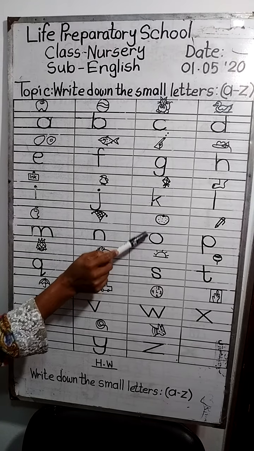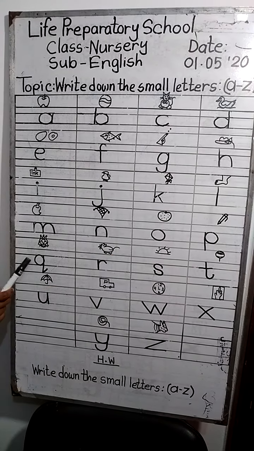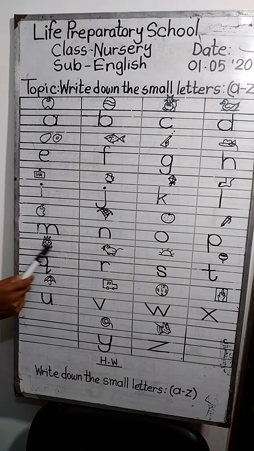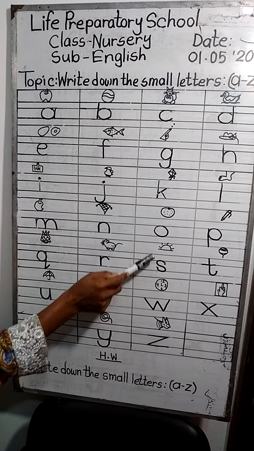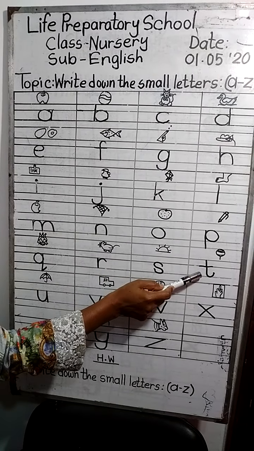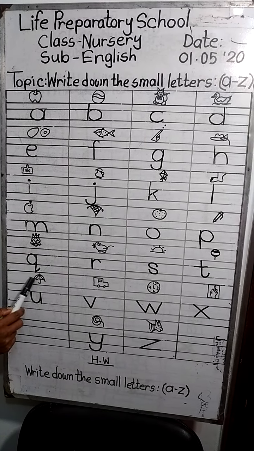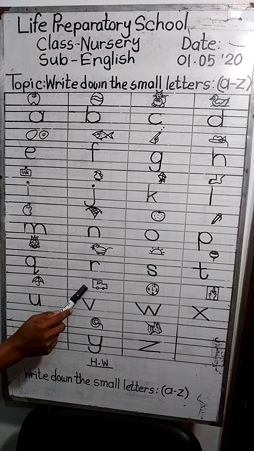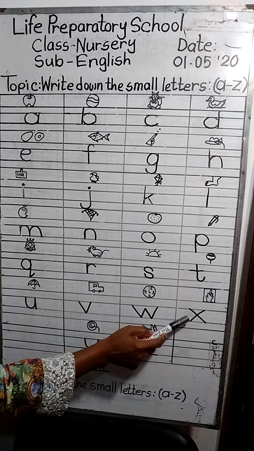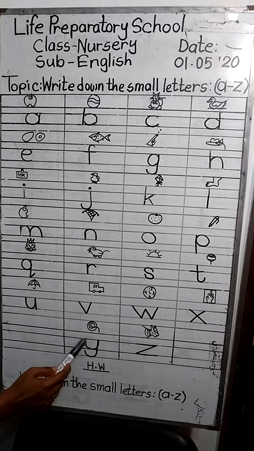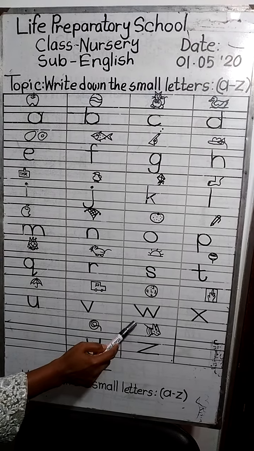O, O for orange. P, P for pen. Q, Q for queen. R, R for red. S, S for sun. T, T for top. U, U for umbrella. V, V for van. W, W for watch. X, X for X-ray. Y, Y for yo-yo. Z, Z for zebra.